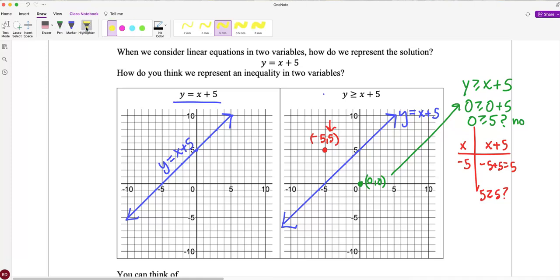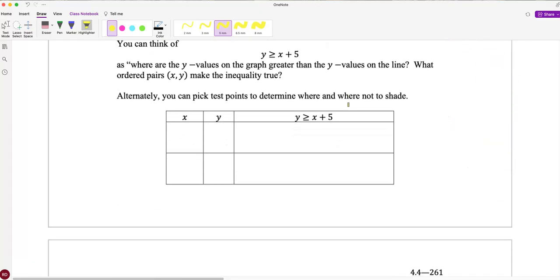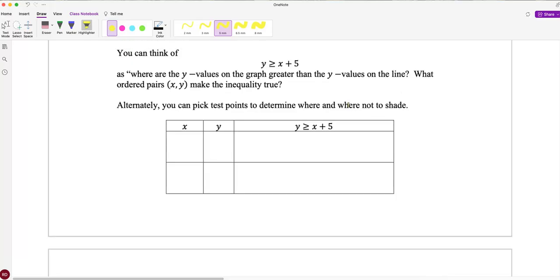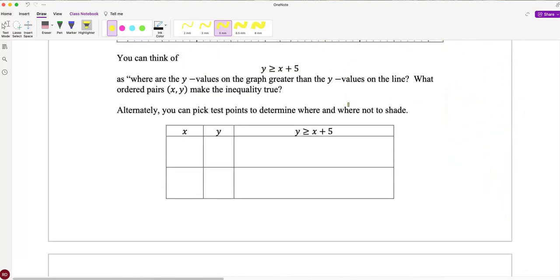So the solution to y is greater than or equal to x plus 5 is going to be all of these points here. So the line is included, and all of these points above the line would be part of the solution. Okay? So I'm saying all the y values that are greater than or equal to x plus 5. So the way I think of this is, where are the y values on the graph that are greater than the y values on the line? So the y values that are greater would be above. So anything above that line would have a y value that's greater than x plus 5.